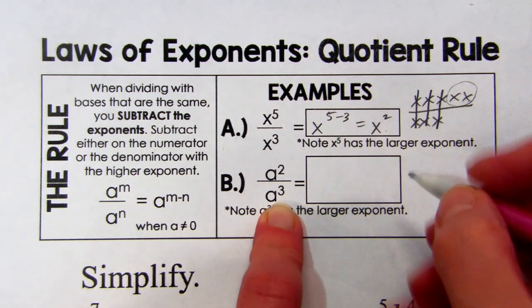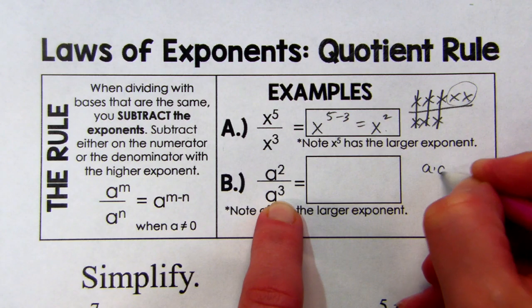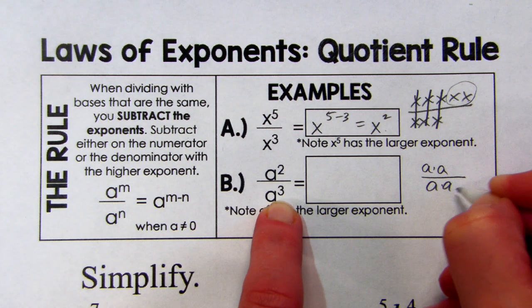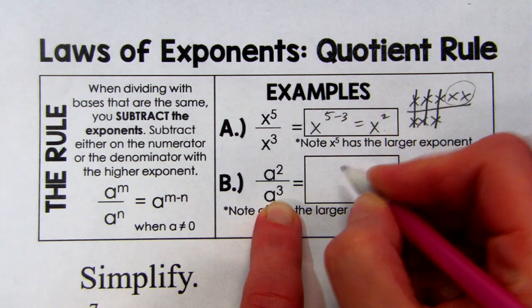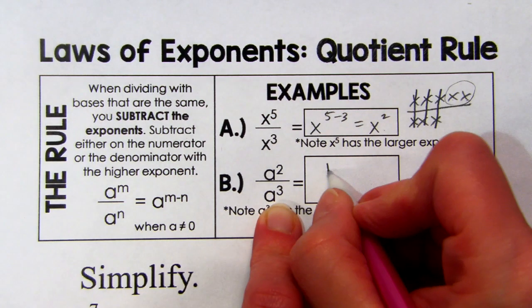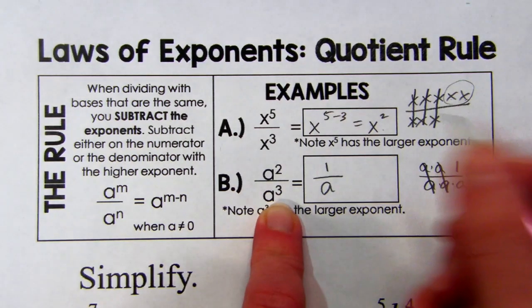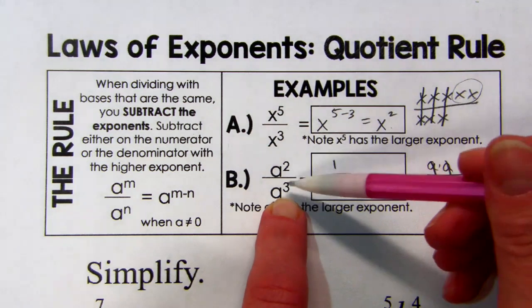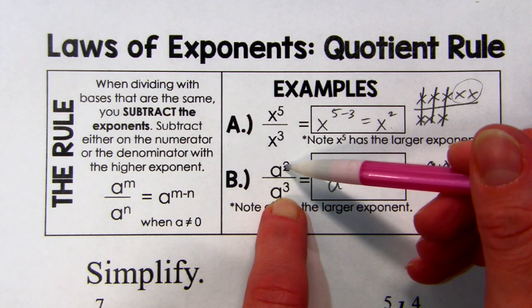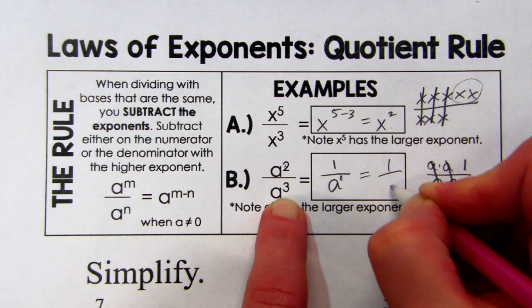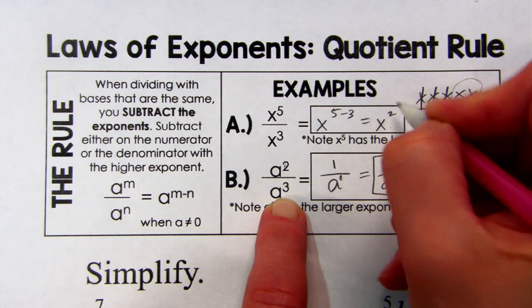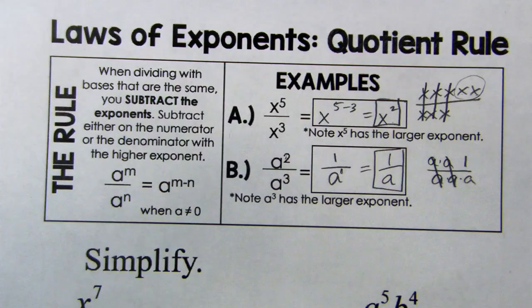On this next one, if we think of it that way, a times a over a times a times a, these would cancel and just leave 1 on the top, and I'd end up with 1 over a. You could think of it as 1 over a to the first. So essentially we're taking 3 minus 2, but we're leaving that 1 in the denominator instead. So there's my answer, and there's my answer. So let's look at some more examples.